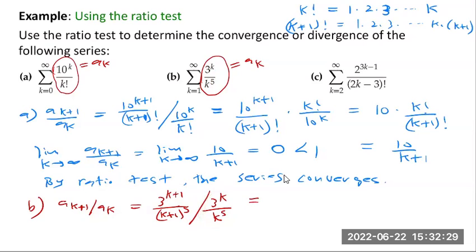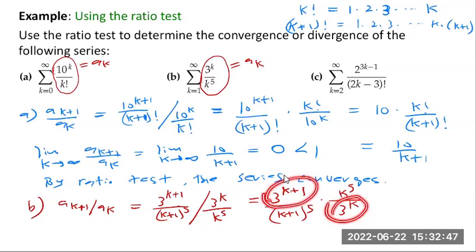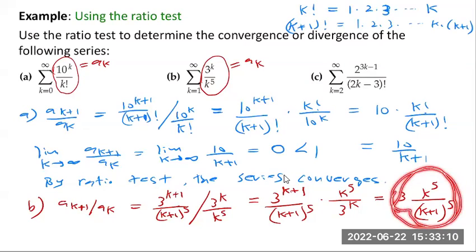Now we need some algebra here. 3 to the power k plus 1 divided by (k plus 1) to the power 5, times k to the power 5 divided by 3 to the power k. As you can see here, we can simplify these two quantities. This is 3 to the power k plus 1. This is 3 to the power k. That will become 3 times k to the power 5 divided by (k plus 1) to the power 5. Now, this is my a_{k+1} divided by a_k in the simplified form.